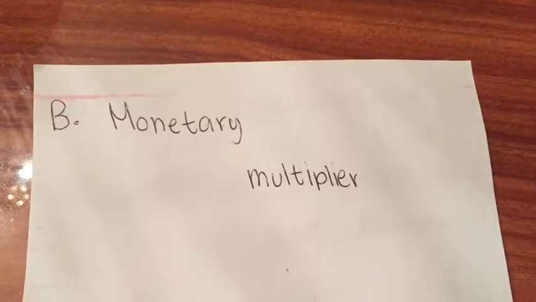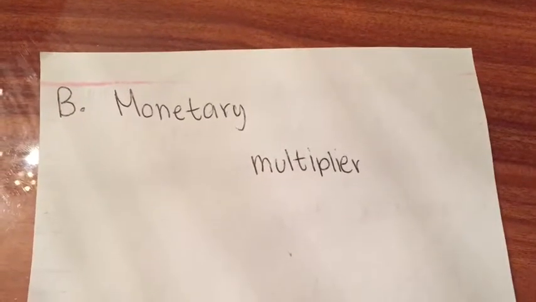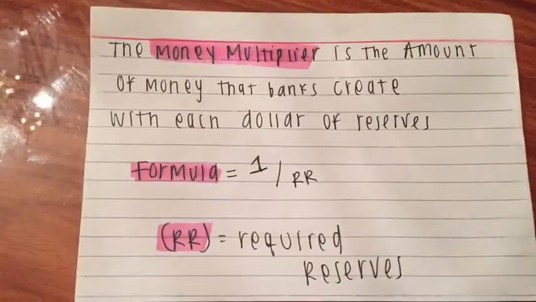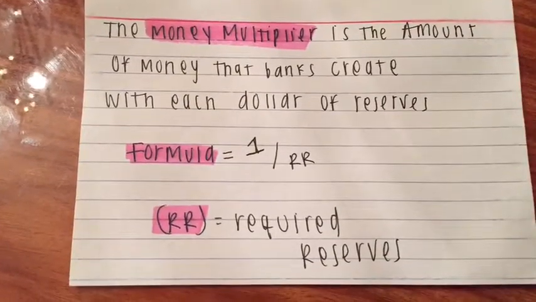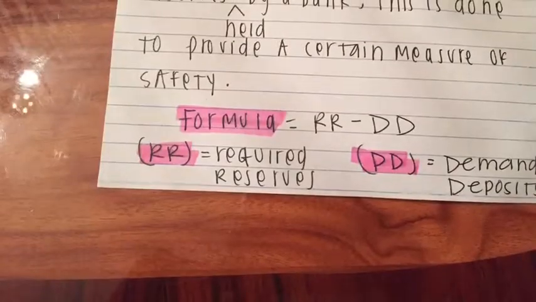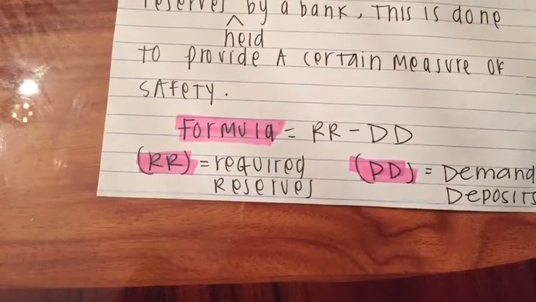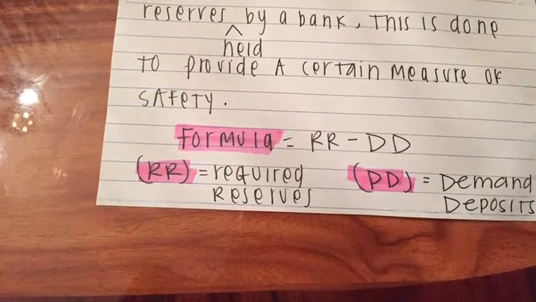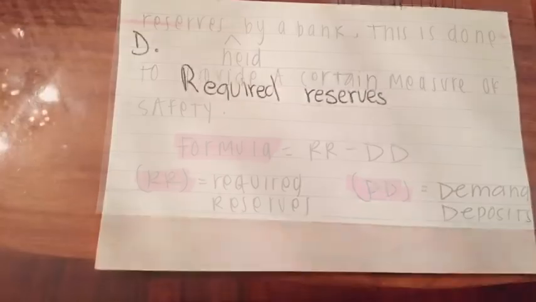The monetary multiplier is the amount of money that banks create with each dollar of reserves. The formula for this would be 1 divided by required reserves. Excess reserves are capital reserves held by a bank. This is done to provide a certain measure of safety. The formula for this will be required reserves minus demand deposits.